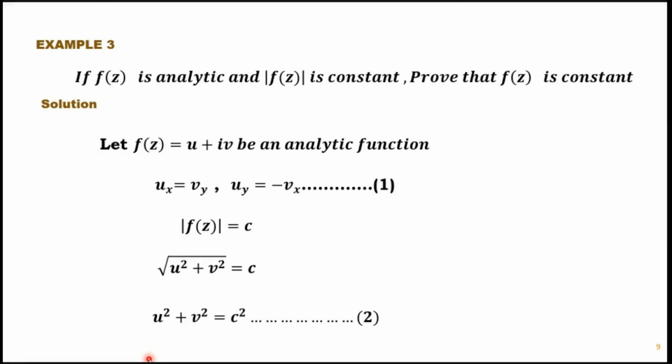From u square, if we want to get ux from u square, then we have to differentiate. From u, if we want ux, we have to differentiate. If we want vx from v, we have to differentiate. So what we will do is differentiate this whole equation 2 with respect to x first. Okay, so we will differentiate equation 2 with respect to x. So what will be the derivative of u square?